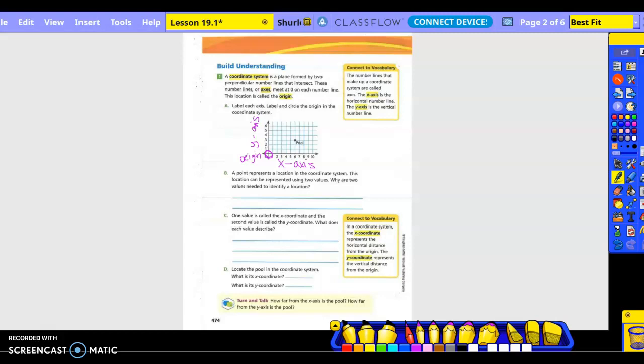Locate the pool in the coordinate system. So we go over to x first. If I go along the x-axis, I go over to 6. And if I go up the y-axis, I go to 3. If I were to write that, I would have parentheses. And if you think about it, x always comes first in the alphabet. So I would label this as (6, 3), in parentheses.